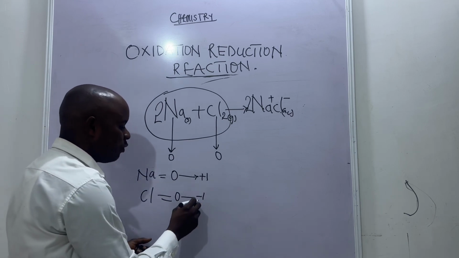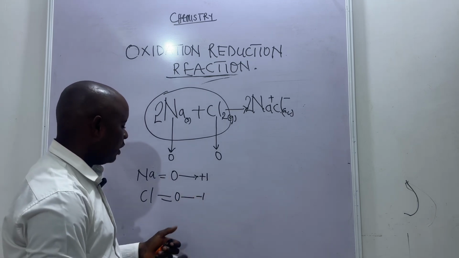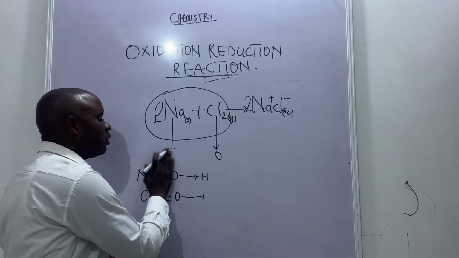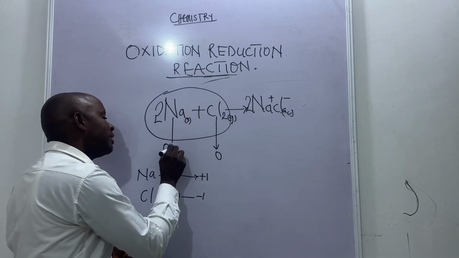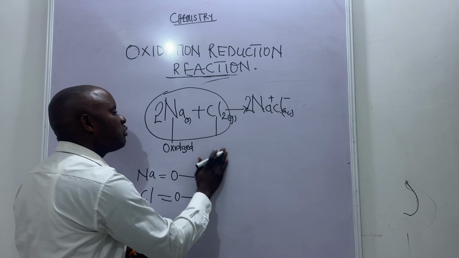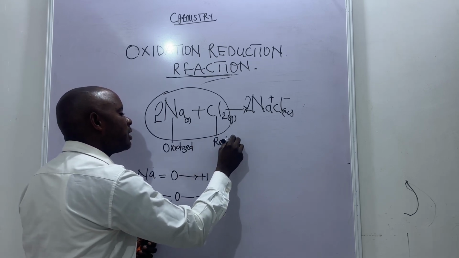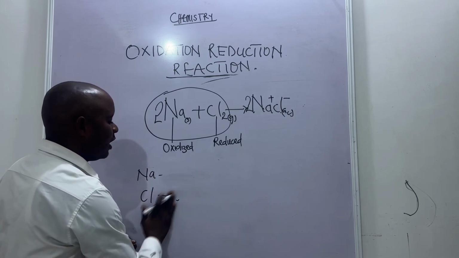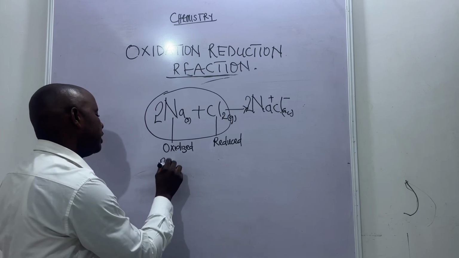Like I've said, the -1 is smaller compared to the 0. So that is to say, this one that increases in oxidation number, we say this part of it has been oxidized. While this part that is reduced from 0 to -1 is classified as reduced. Oxidation number has reduced. So the part of this chemical reactant that got increased is known as what? A reducing agent.